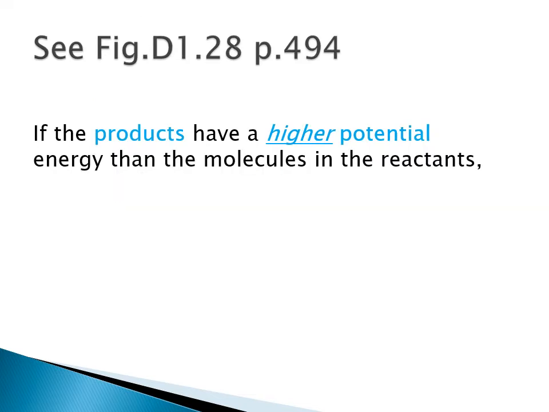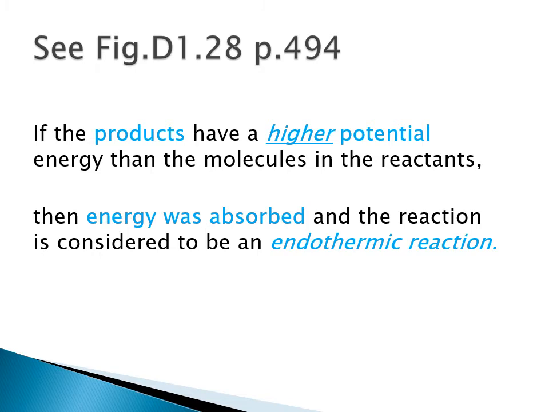Now the opposite is if the products have a higher potential energy than the molecules in the reactants, this means energy was put into this reaction, or energy was absorbed, and we use the term endothermic. That means you needed to put in energy for the products to have a higher potential energy, meaning it took energy in. Something like photosynthesis. You need to put energy into that system, and then they're going to make this big sugar molecule, and this product will have a higher potential energy than the reactants at the start of the reaction.